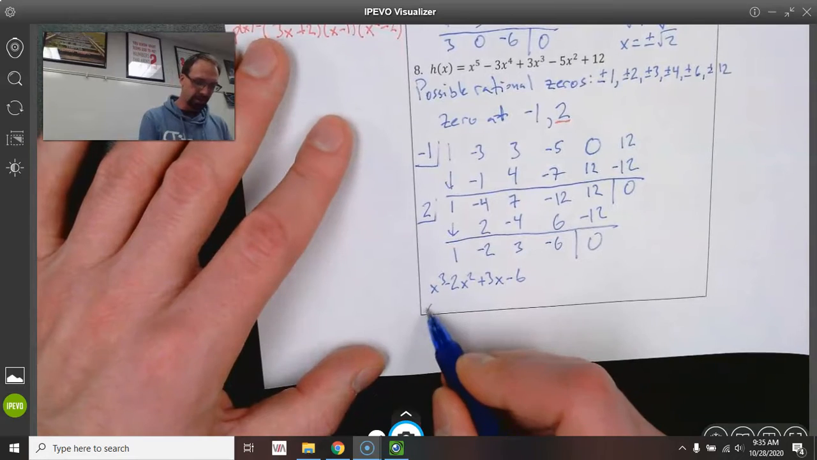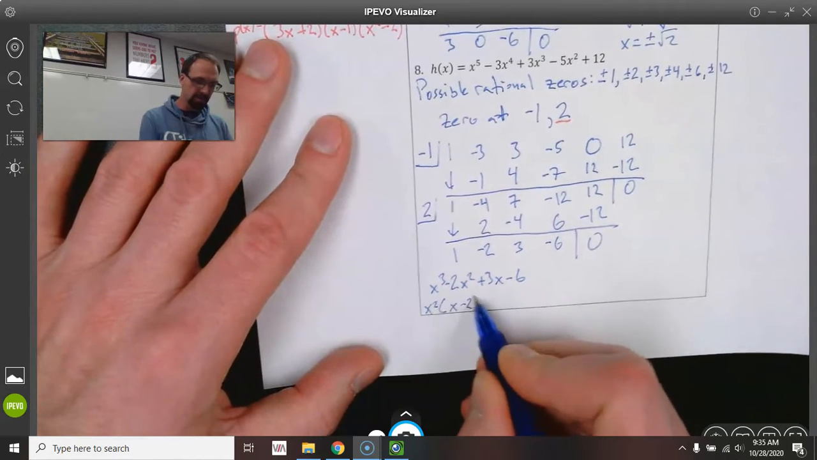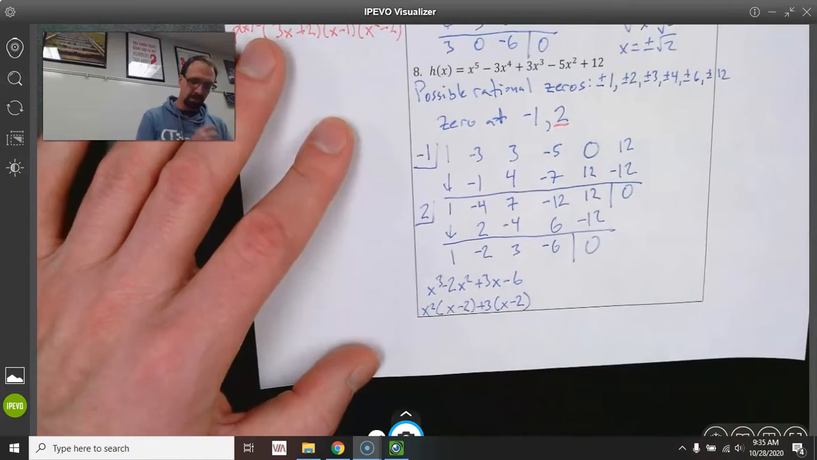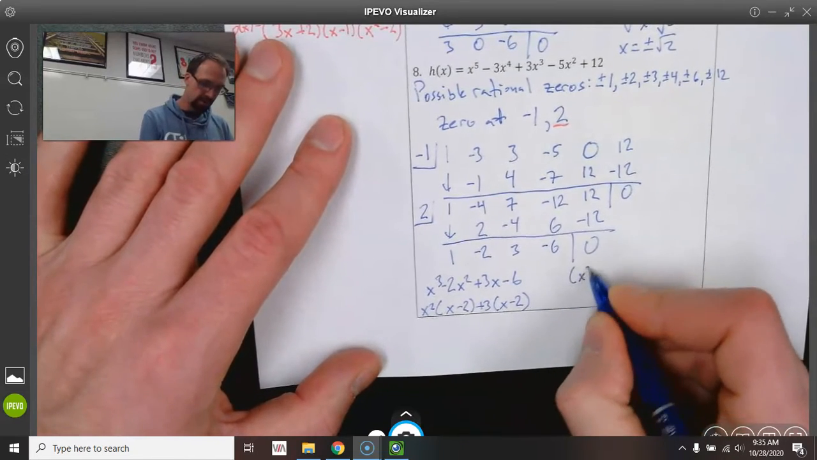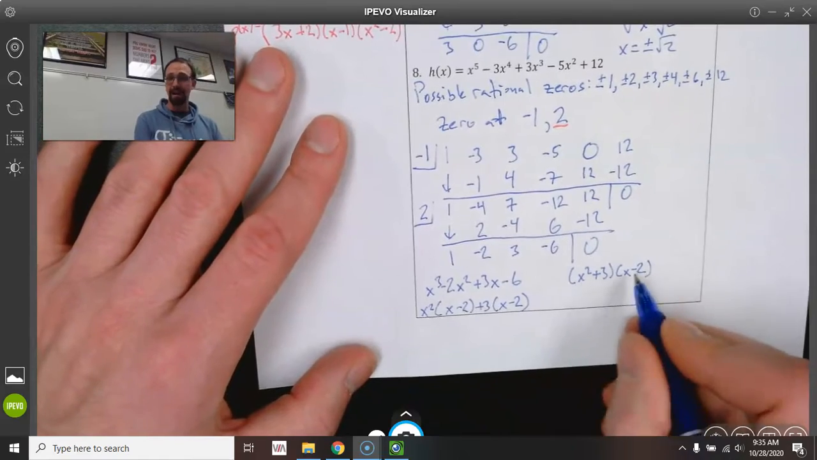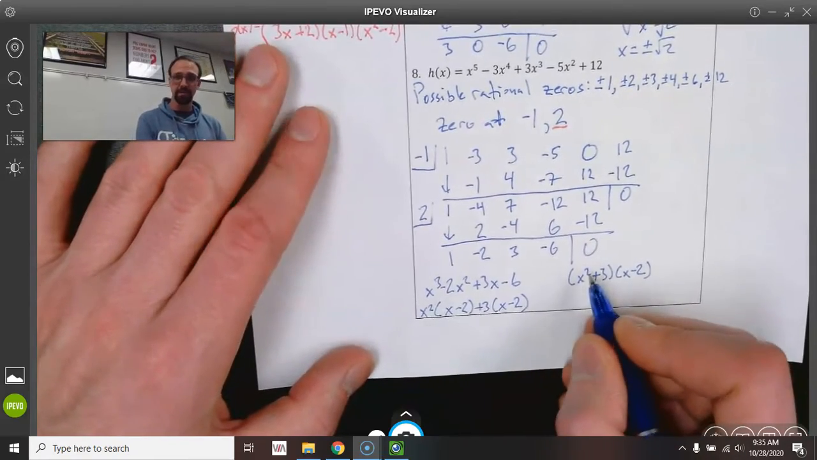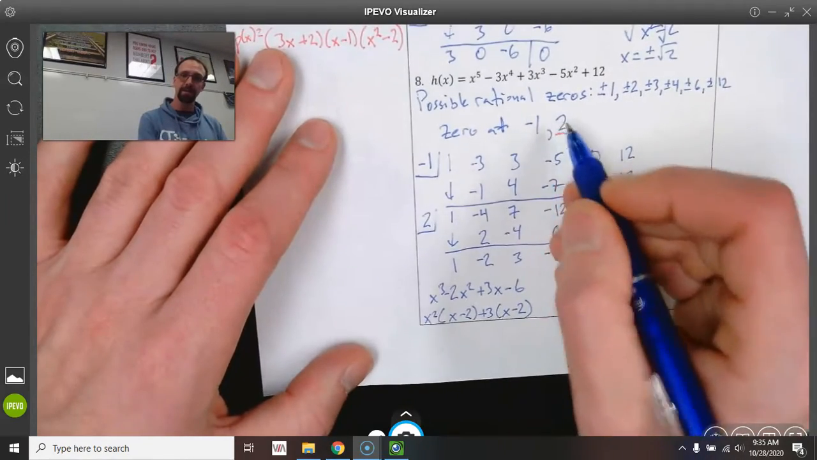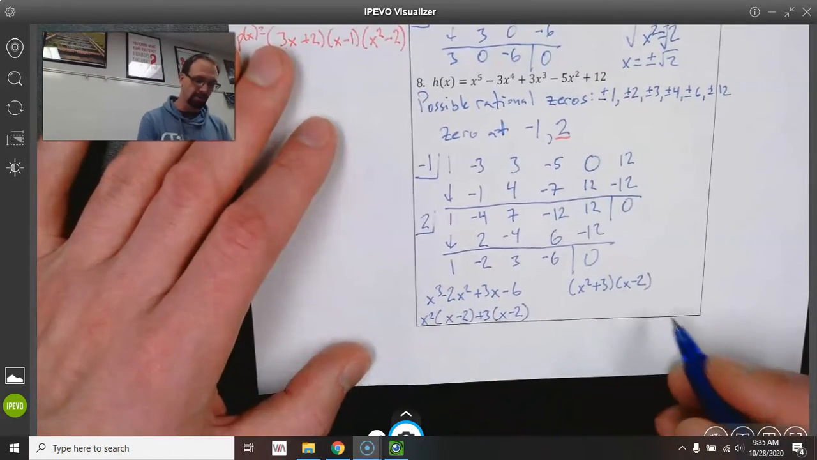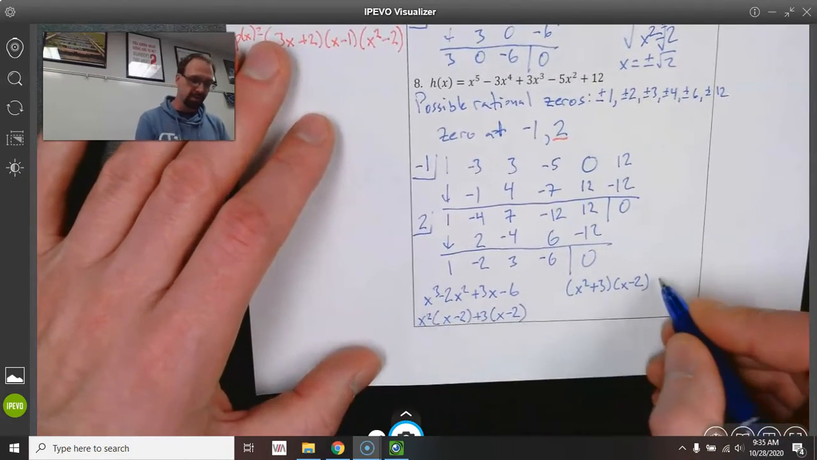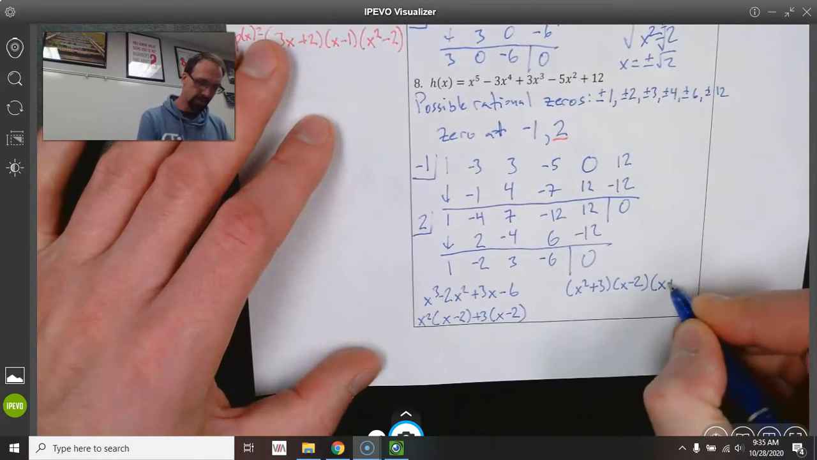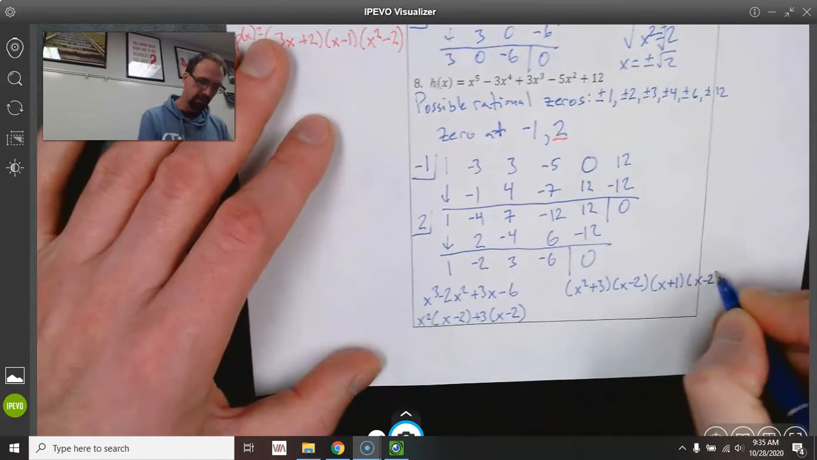So I factor by grouping, let's see, if I factor out an x squared, I'm left with x minus 2. If I factor out a 3, I'm left with x minus 2. So now I have x squared plus 3 and x minus 2. This is nice that it's already factored. And then I also know that I have my zeros at -1 and 2 as well. So if I include those in this, then I'm going to have x plus 1 and then x minus 2 also.